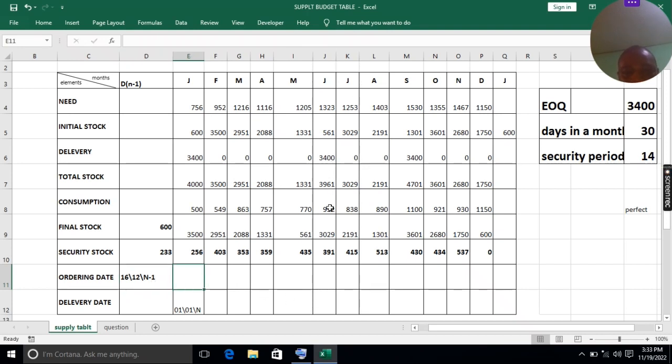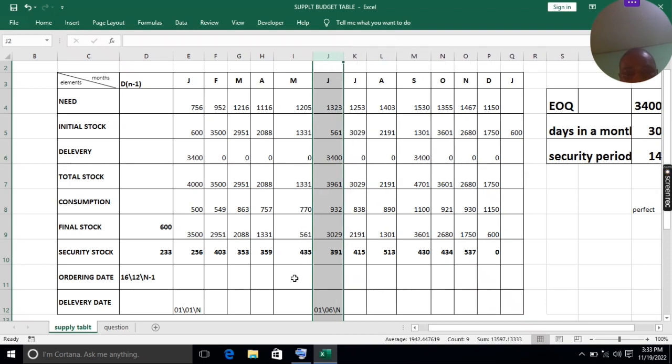So the second time we receive an order is here. It is on 01 that we receive, in June, and the year is N. So if we receive from there, it therefore means that we made the order in May, and it will be on 16/05/N.